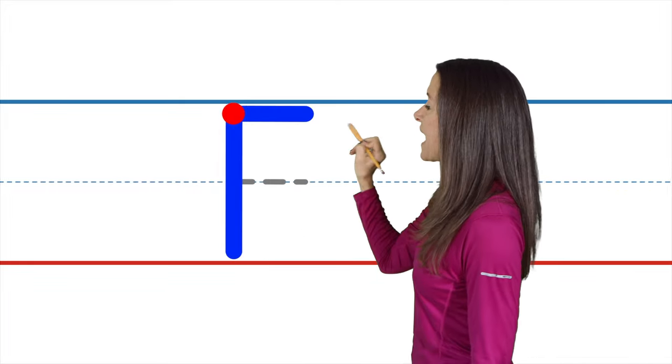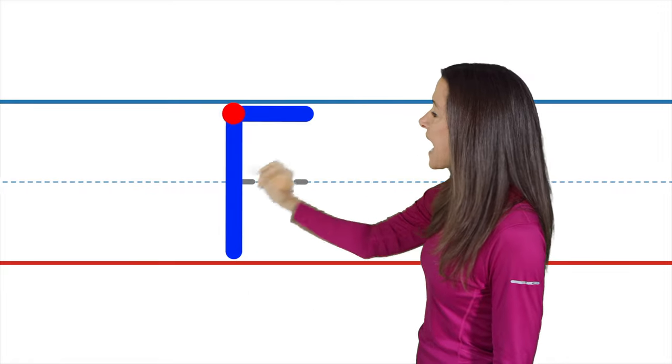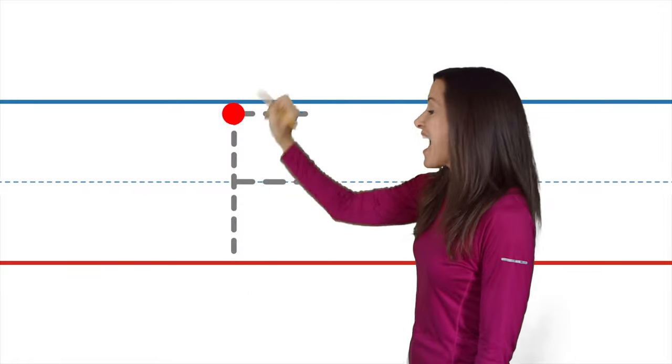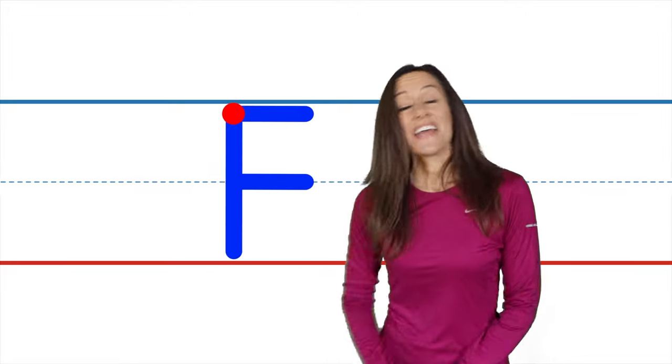Tall line, then side and side. F with the tall line, then side and side.